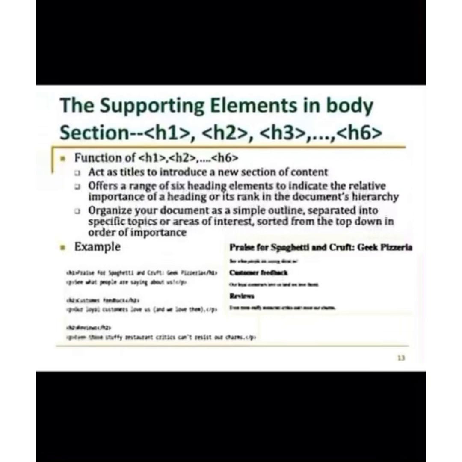Supporting elements in body section: H1, H2, H3 to H6. Function of H1, H2 to H6 வந்து act as titles to introduce a new section of content. Offers a range of 6 heading elements to indicate the relative importance of a heading or its rank in the document hierarchy. Organize your document as a simple outline, separated into specific topics or areas of interest, sorted from the top down in order of importance.